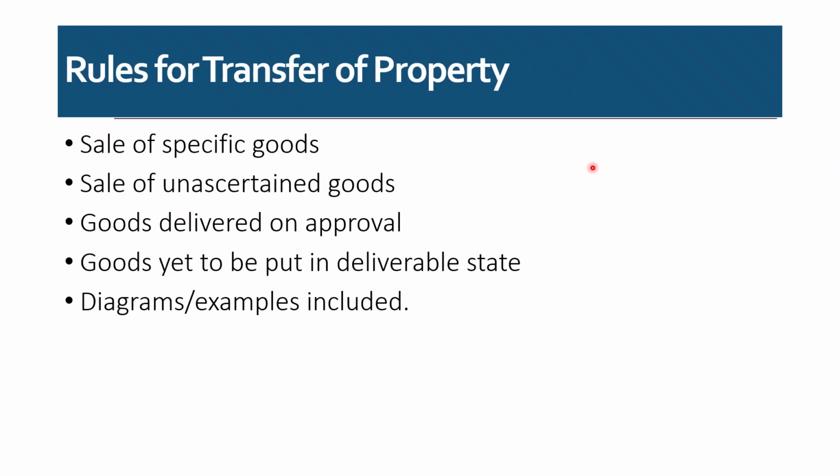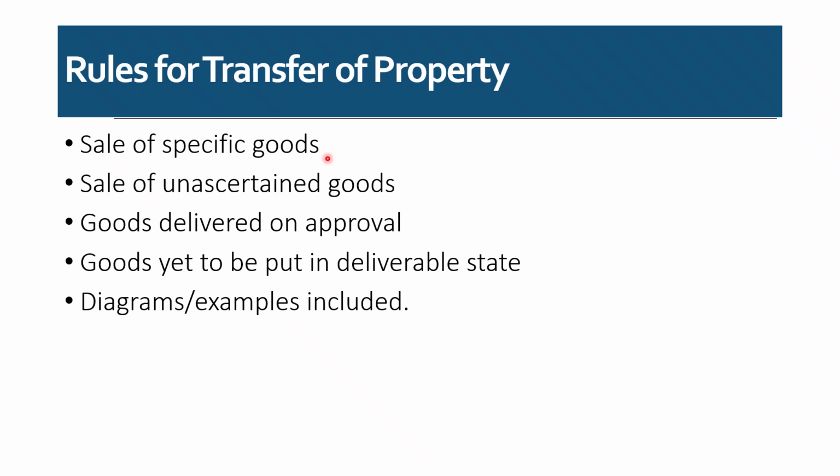The Sale of Goods Act lays down very clear rules for when ownership is transferred. So let's look at these rules. Rule number 1 says that there has to be specific goods in deliverable state, right? So ownership passes when the contract is made, like buying a ready-made shirt at a store. It has to be specific goods.